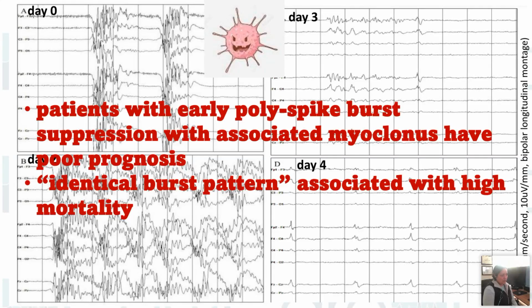So you have high amplitude poly spikes. They are time locked. I said high amplitude, yes. And they are identical. So they are associated with high mortality in patients after cardiac arrest.